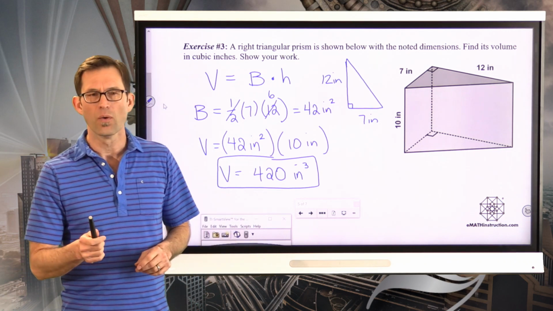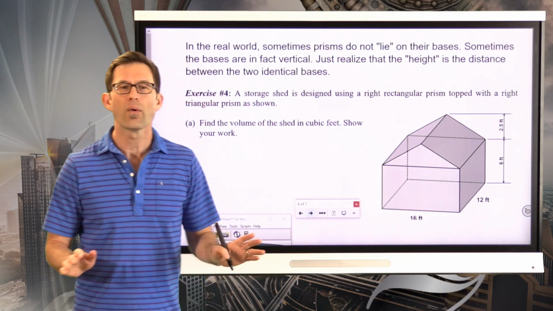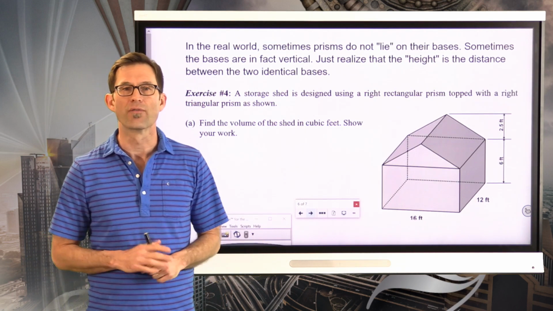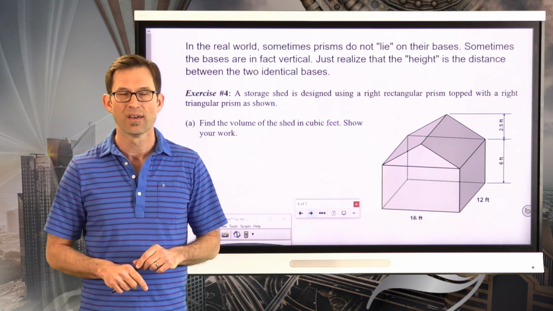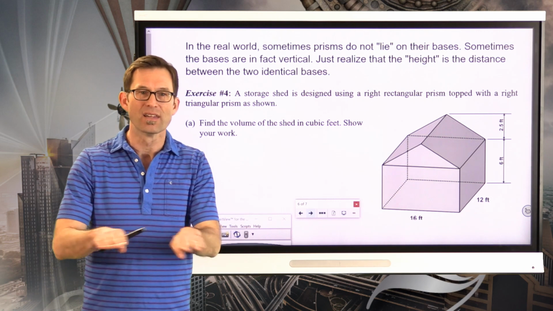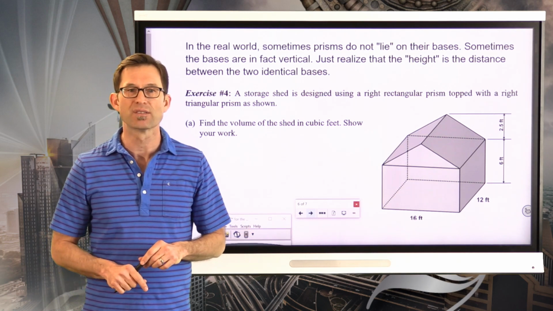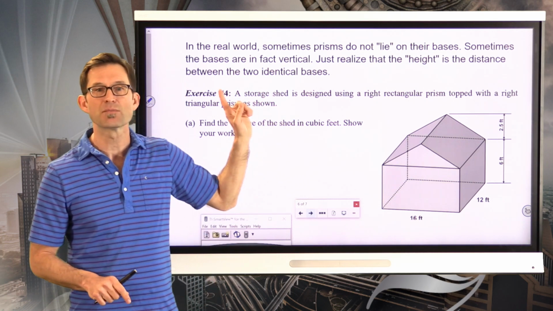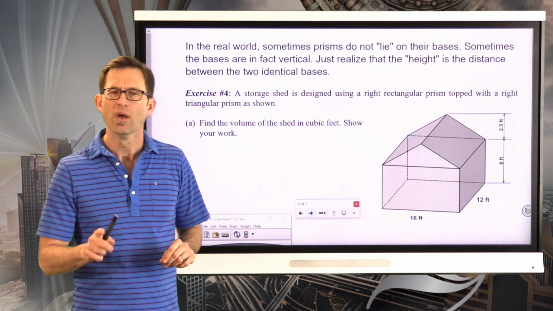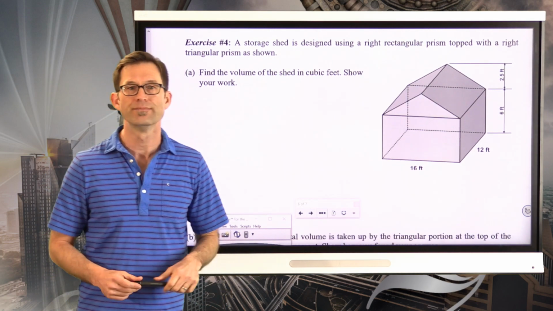Now, let's look at one that's far more complicated. In the real world, and this can be tricky for folks, sometimes prisms do not lie on their bases. The word base almost implies that it should be at the bottom of the figure, right? Sometimes the bases are in fact vertical. Just realize that the height is the distance between the two identical bases. So let's look at a classic case of that in exercise number 4.